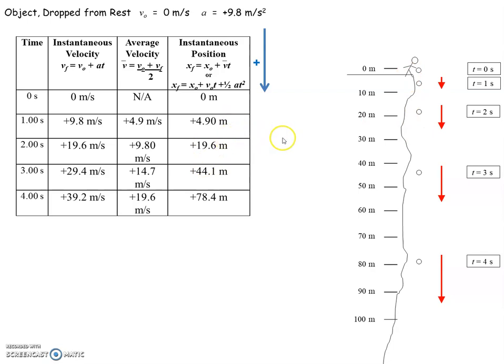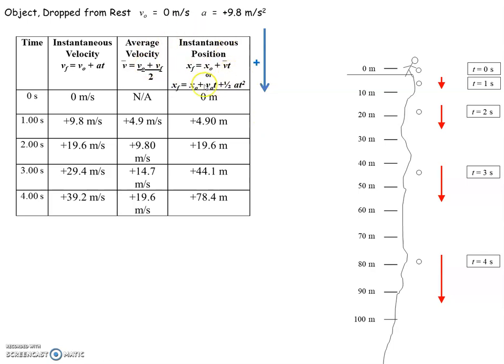But now let's look at the ratio of the distances. So break out your calculator and just find the ratio of 19.6 to 4.9. And you should get a ratio of 4. So in 1 second, it falls a certain distance, and in 2 seconds, it falls 4 times as far. Why does that happen? Well, it can be linked to the equation, and the equation is right here.